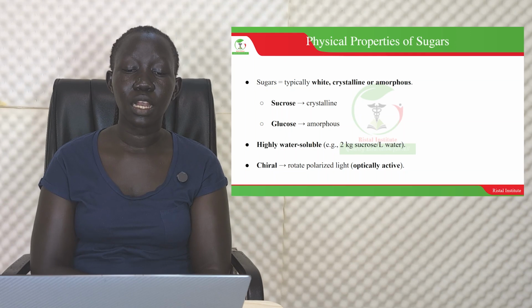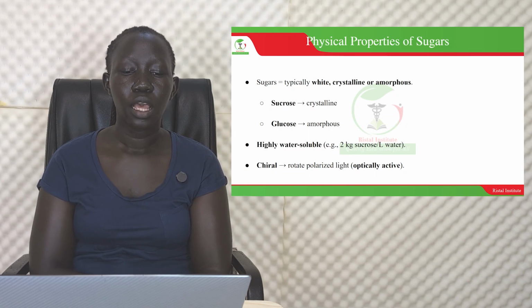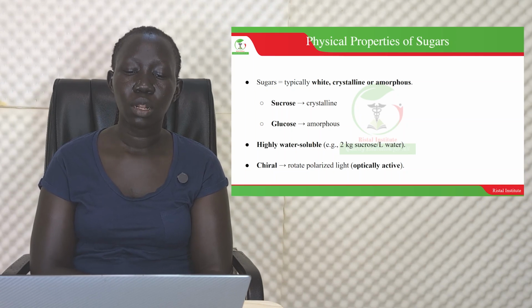Physical properties of sugars. Sugars are typically white and crystalline or amorphous. Sucrose is crystalline and glucose is amorphous. Sugars are also highly water soluble, for example, 2 kilograms of sucrose in water. They are chiral, so they can rotate polarized light, or they are optically active.